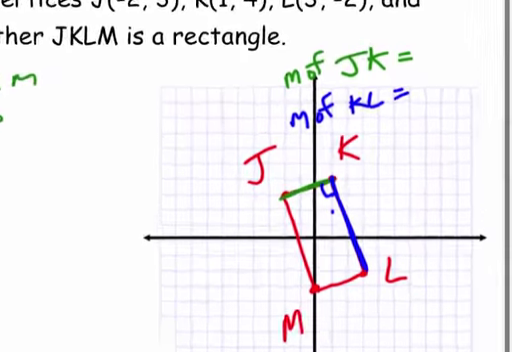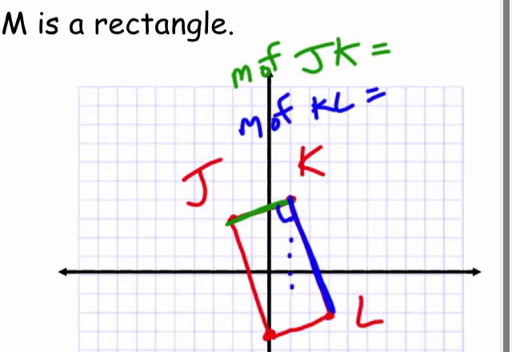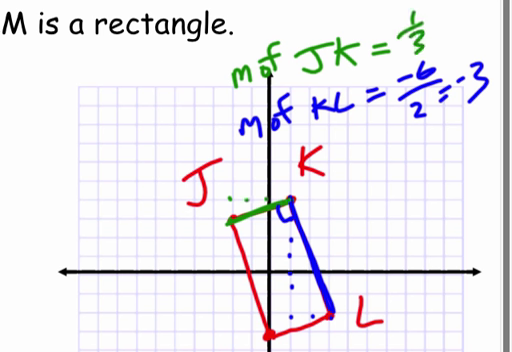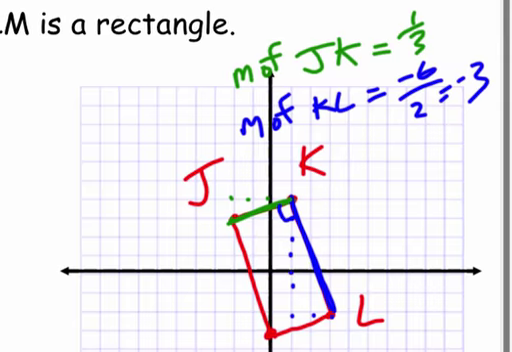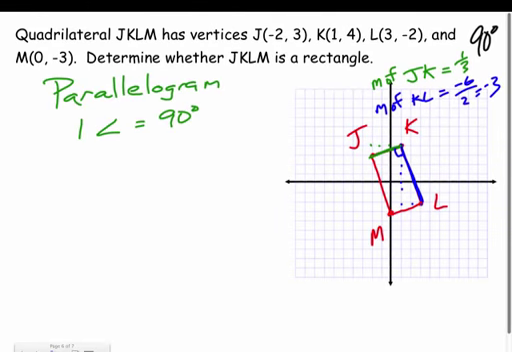Down 1, 2, 3, 4, 5, 6. Down 6. Right 1, 2. Which is really -3. So let's see what JK is. See if it's a positive 1/3. Up 1, right 1, 2, 3. Positive 1/3. So there's a 90-degree angle. I just proved that it was 90 degrees with my slopes. So there's part of it.